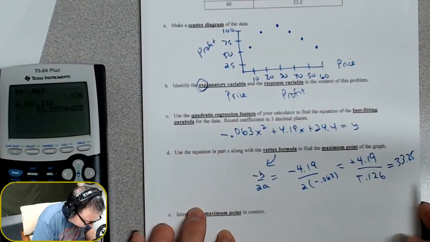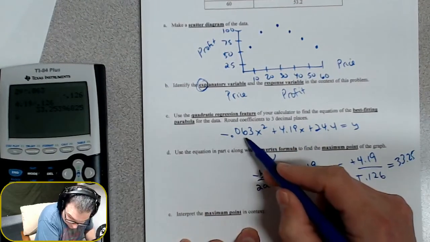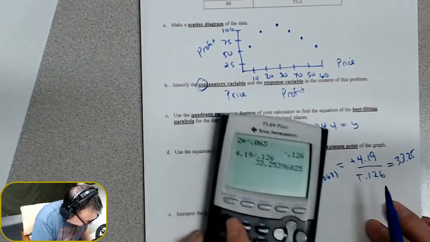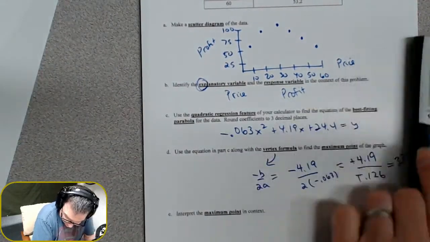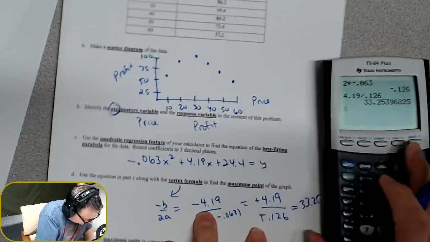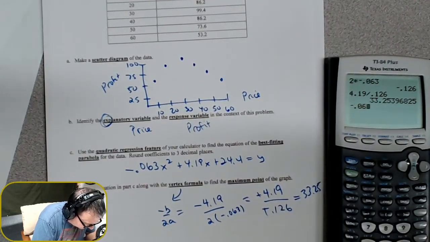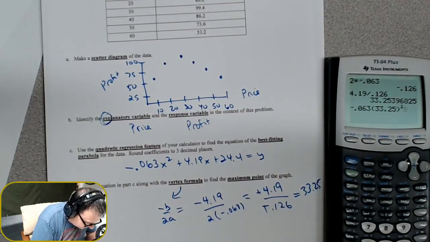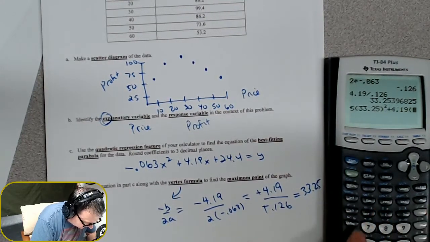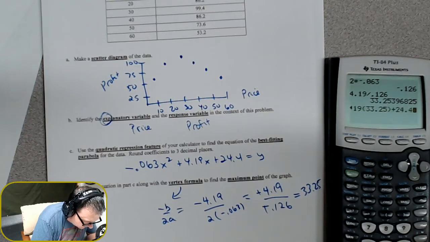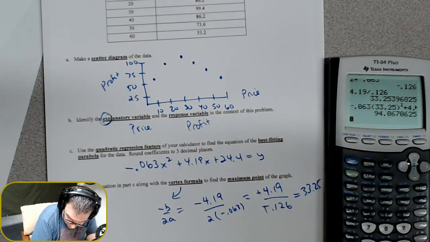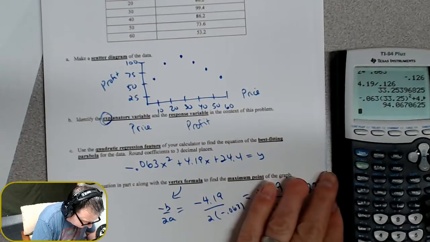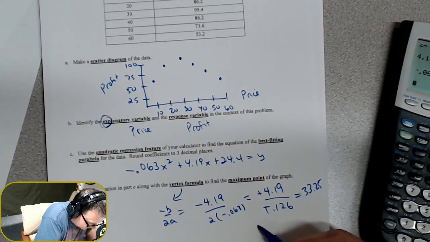33. And then plug it in to get the y, just like we did on the last page. Let's plug it in. We're going to take that 33.25, and I'm going to type it exactly the way I see it. I got negative 0.063, parentheses, 33.25, close parentheses squared. Don't forget to use parentheses. Plus 4.19, parentheses, 33.25, close parentheses, plus 24.4. Enter. And it looks like the theoretical max is 94 million.